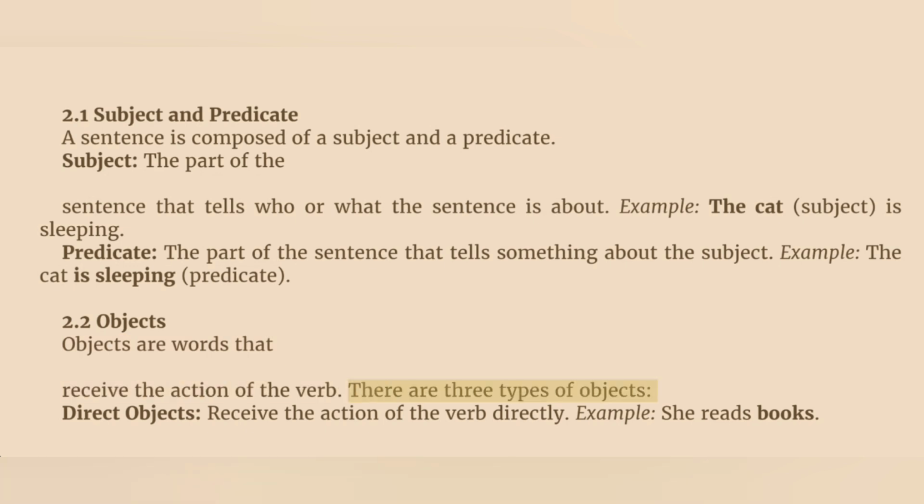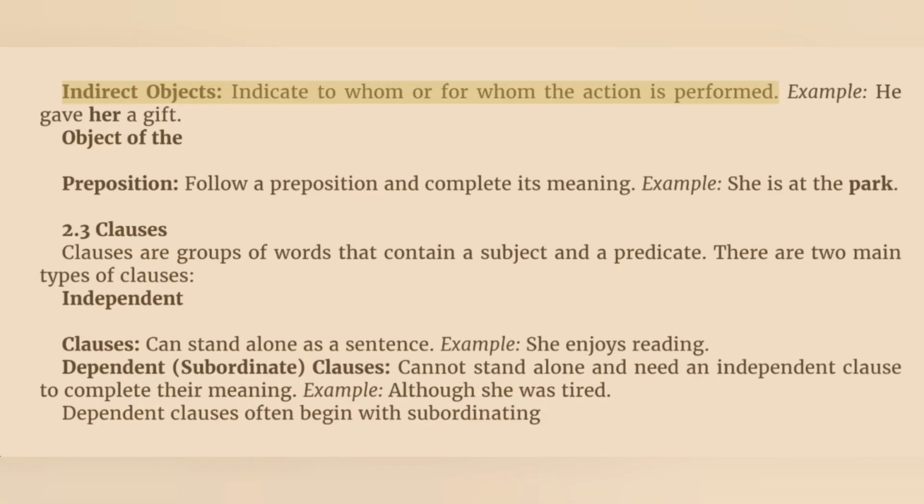2.2 Objects. Objects are words that receive the action of the verb. There are three types of objects. Direct objects receive the action of the verb directly. Example: she reads books. Indirect objects indicate to whom or for whom the action is performed. Example: he gave her a gift. Object of the preposition: follows a preposition and completes its meaning. Example: she is at the park.